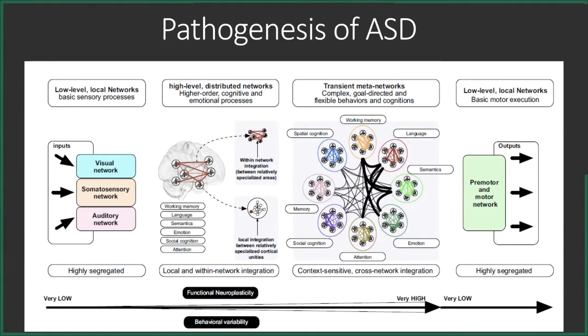And as you think about autism, autism has defects both in these higher-level distributed networks that we measure via neuropsychological tests, but also in these transient meta-networks. For instance, flexible behaviors. As everybody who has seen an autistic patient may know, their cognitive flexibility is not good at all. And that's a dysfunction of these transient meta-networks.